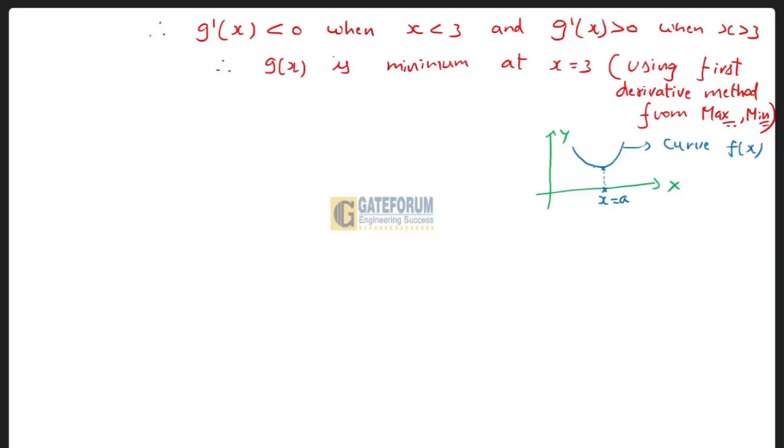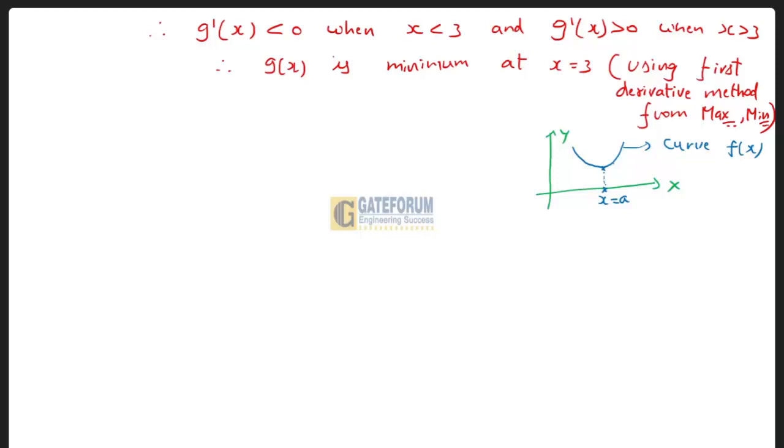When x is less than a, if I take the tangent at the left side part of the curve, that is for all values of x less than a, the slope of the tangent makes an obtuse angle, greater than 90 degrees with the x-axis. So that slope is negative. At any point on the curve, tan theta is negative. That is, the slope is negative.